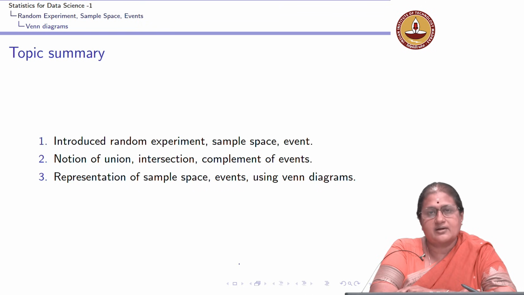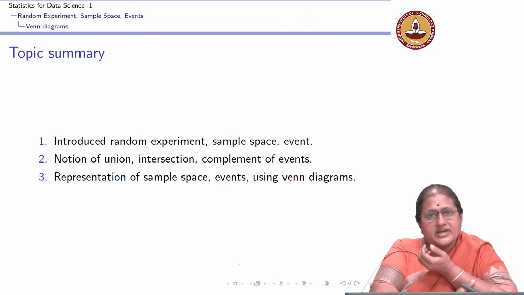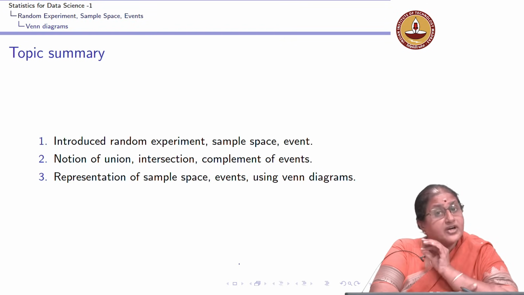Now, we quickly realize that the sample space and events are sets. So, once I define them as sets, that is, when I define the collection of all basic outcomes as sets, I introduce the notion of basic set operations on these events. So, we have the notion of union, intersection and complement of events.